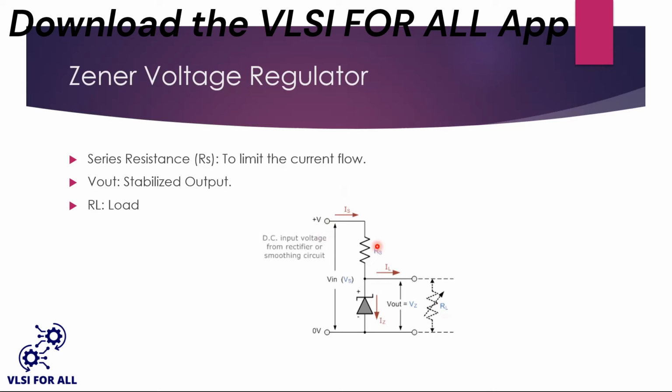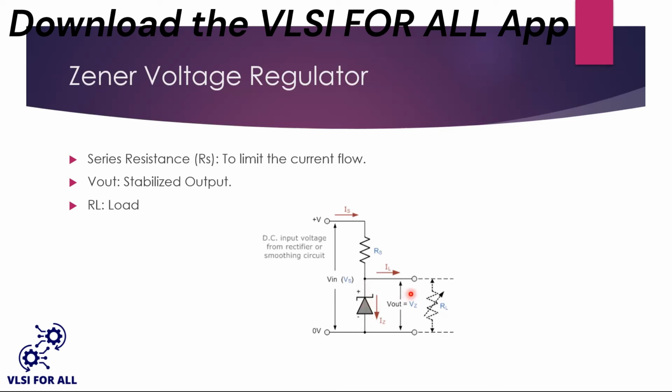A few things I would like to explain here: why we are using RS. The RS is basically to limit the current flow. As I said earlier, there are two parameters to make a Zener diode work as a voltage regulator. One is the Zener voltage, and the second is the knee current. To balance those parameters, knee current and the maximum current, there should be a minimum current, that is the knee current, passed through this Zener diode that will make it work as a voltage regulator.